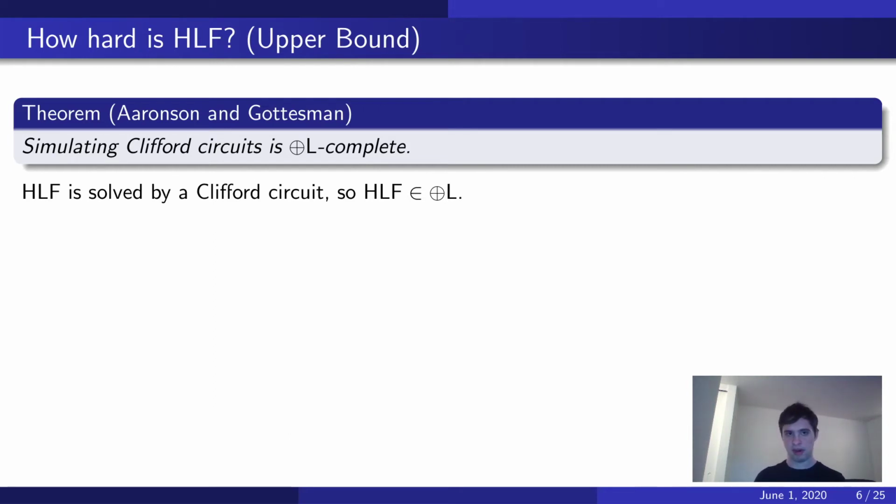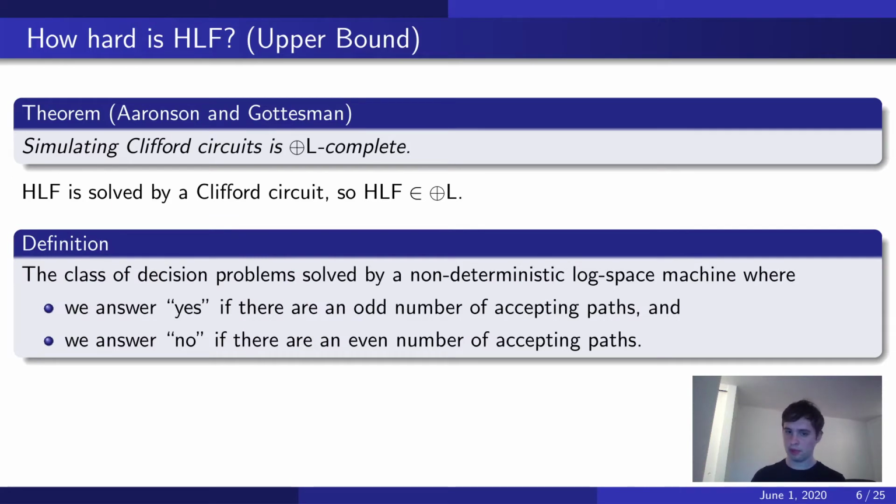Now parity L is a bit of an unusual class, so I should define it. The formal definition is that it's based on whether there are an even or odd number of accepting paths in some non-deterministic log space machine. Sort of like parity P, if you're familiar with that, except log space instead of polynomial time.